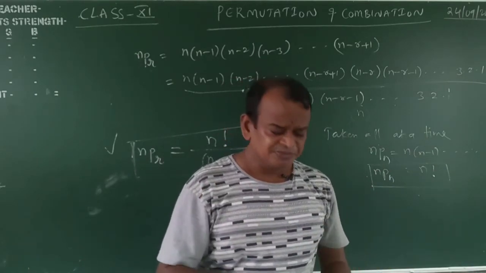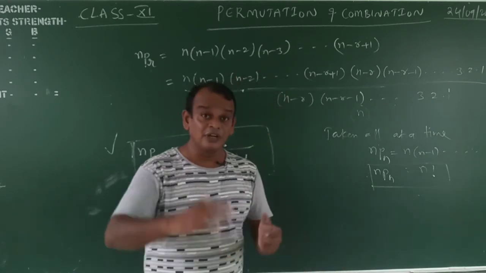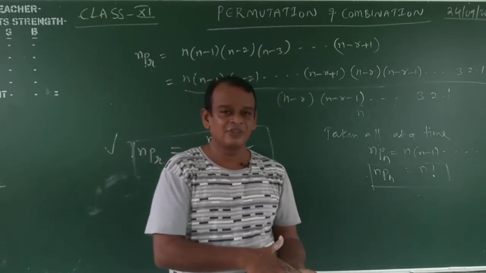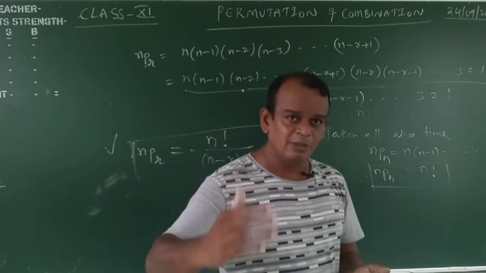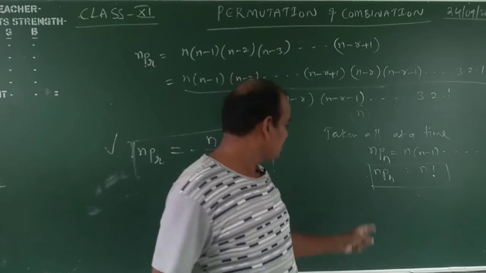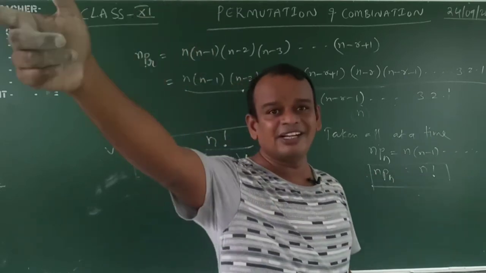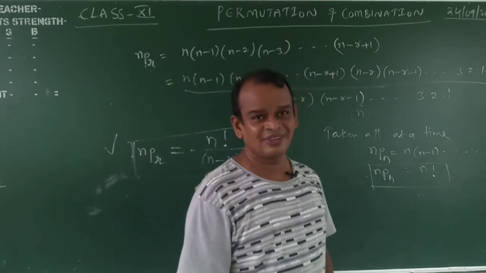Suppose 4 chairs are there, filled by the 4 students. Filling up of the 4 chairs with 4 students can be done in 4 factorial ways. Same: nPn means n factorial. But suppose 4 chairs are filled with 10 students. That is 10P4.